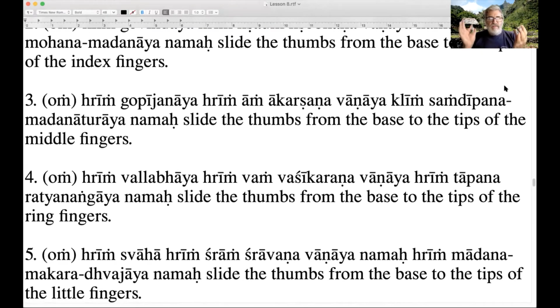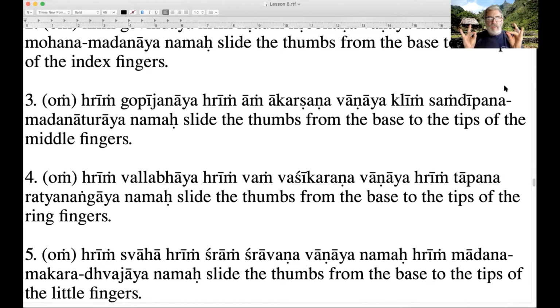Then this is typical Paranyasa. Okay, so Om Hrim Gopi Janaya Hrim Am Akarsanavanaya Klim Sandipana Madana Naturaya Namaha. Slide the thumbs from the base to the tips of the middle fingers. Yeah. Om Hrim Valabhaya Hrim Vam Vashikarna Vanaya Hrim Tapana Ratnyanangaya Namaha. Slide the thumbs from the base to the tips of the ring fingers, right?